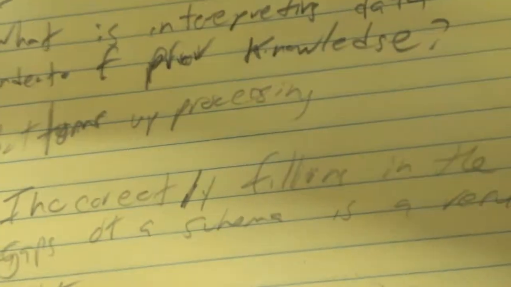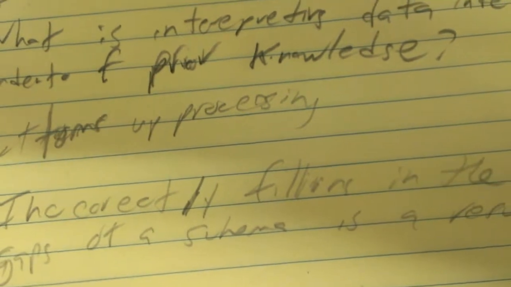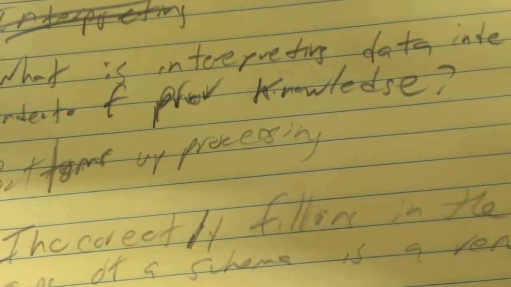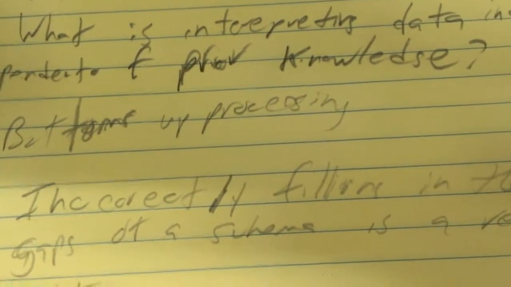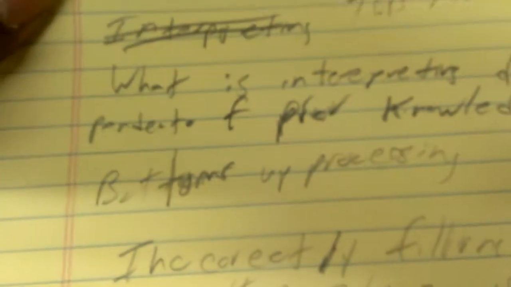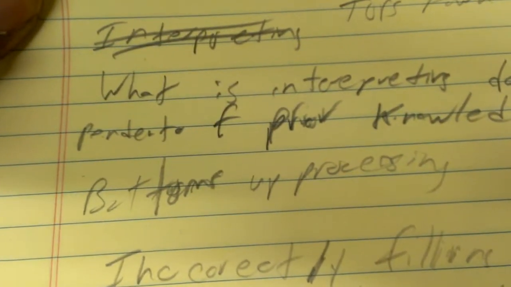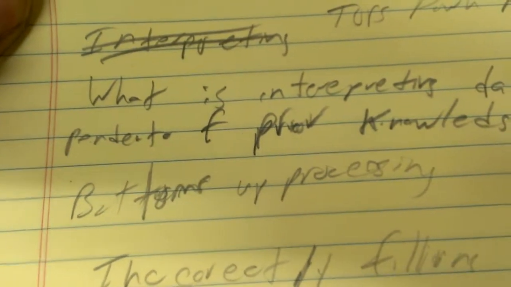Incorrectly filling in the gaps of a schema is a result of top-down processing. Actually, it should be experience. Incorrectly filling in the gaps of a past experience is a result of top-down processing. Schema is not an appropriate word. So incorrectly filling in the gaps of an experience is a result of top-down processing.